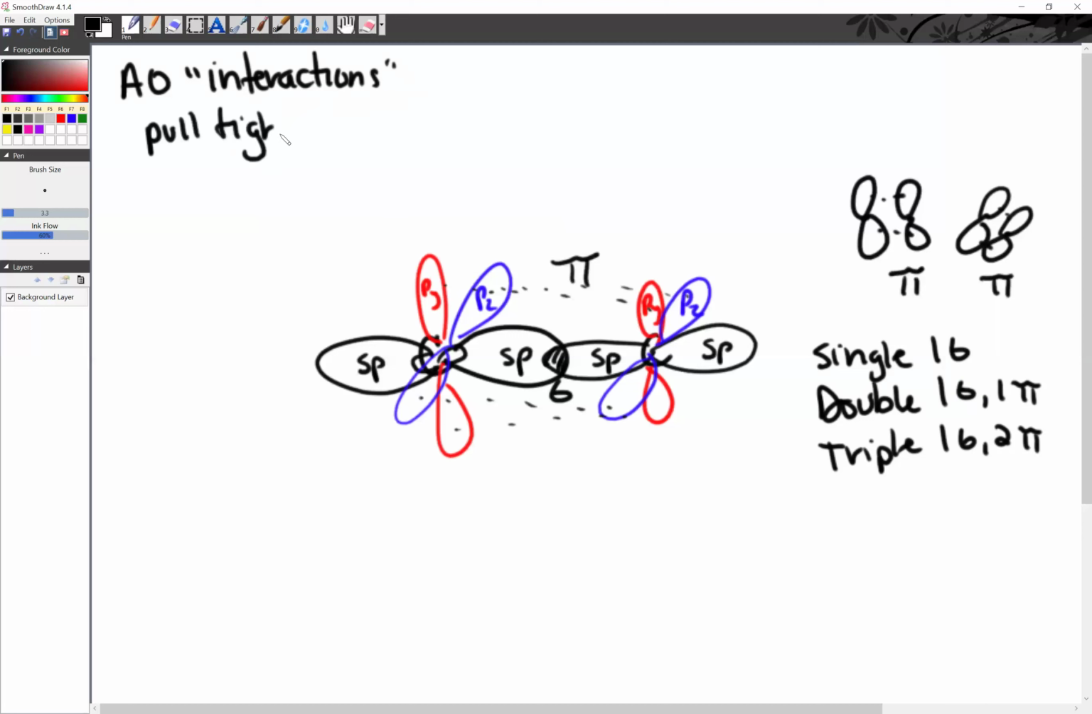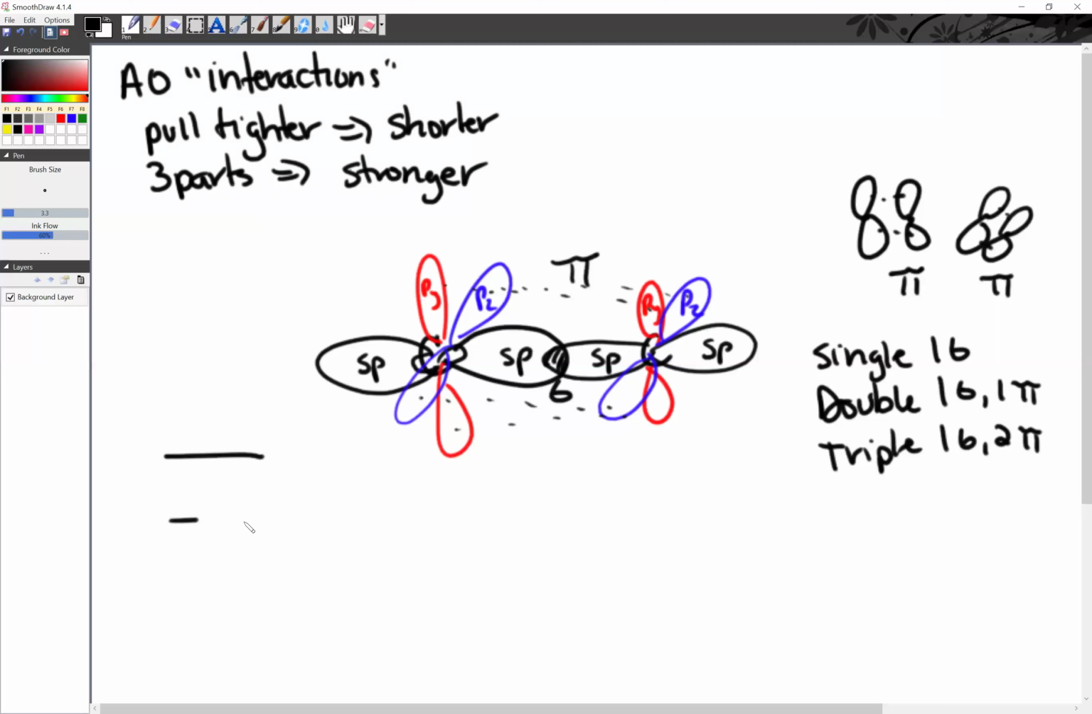So they pull the two atoms tighter, which makes it shorter. And they're overlapping, and there's three parts to a triple bond. So they're overall stronger. Right? And then how many electrons is it? So we'll draw a single bond, we'll draw a double bond, we'll draw a triple bond.